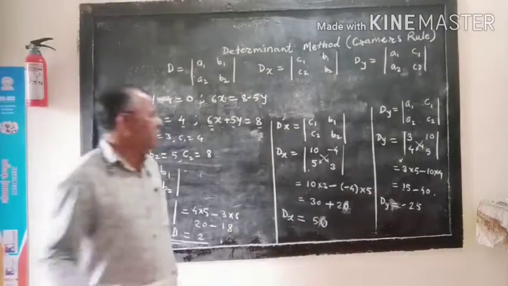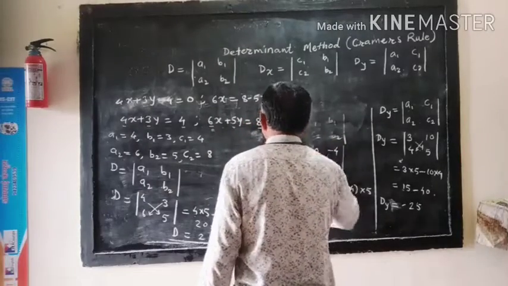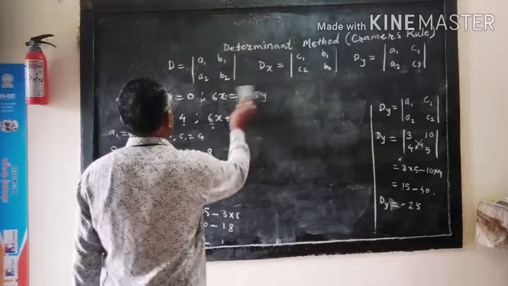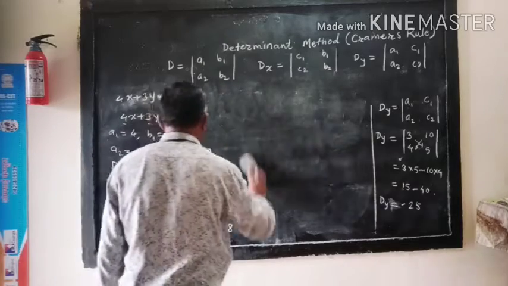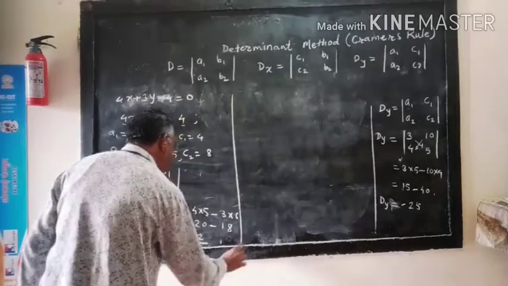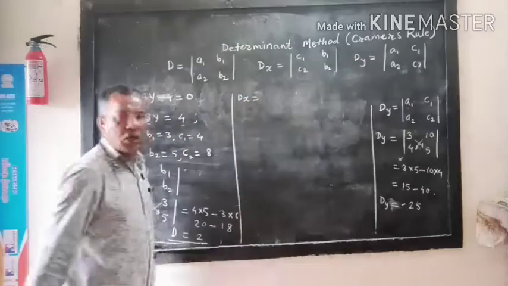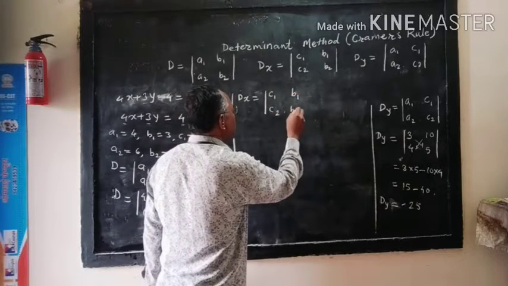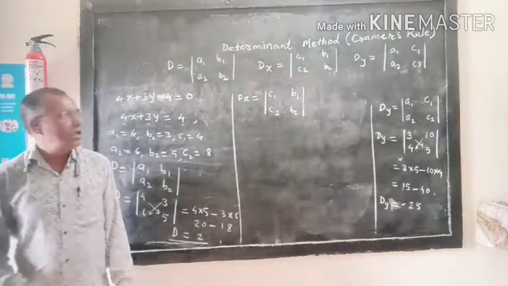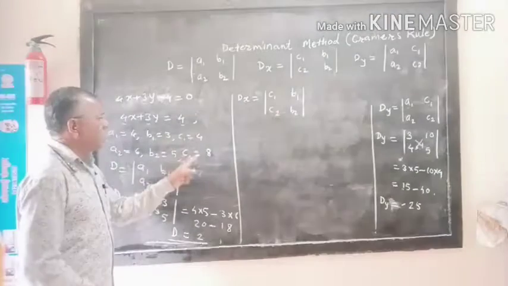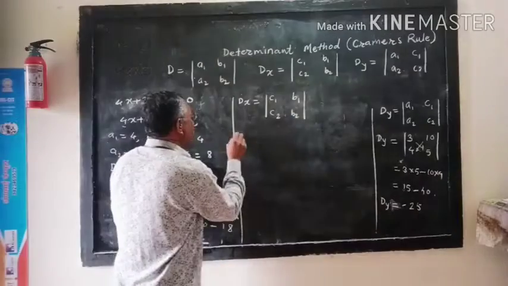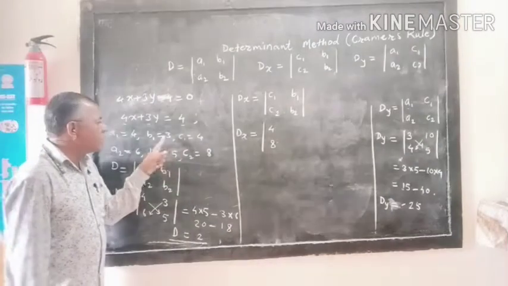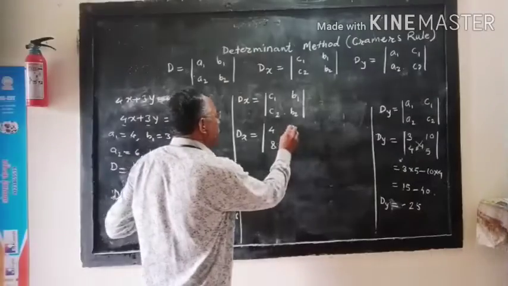Now, we have to write the value of dx. What will be the dx here? See, d of x is equal to, I will erase this equation. You have noted the d of x right here. D of x is equal to C1 C2 B1 B2. It is the d of x, and we will put the values of these. What is the C1 C2? C1 C2 is 4 and 8 here. Therefore, d of x is equal to 4, 8. B1 B2, see here, B1 B2 is 3 and 5. Here 3 and 5.